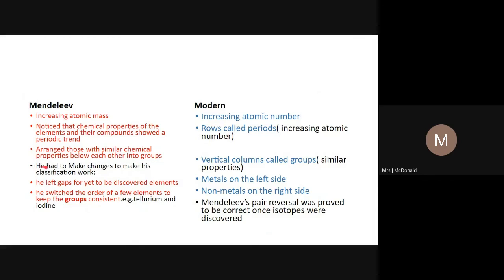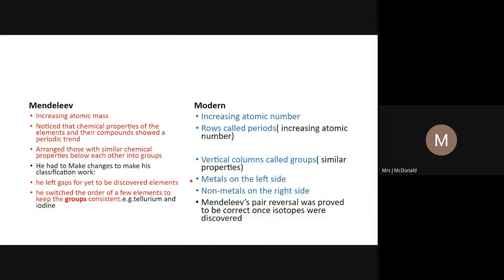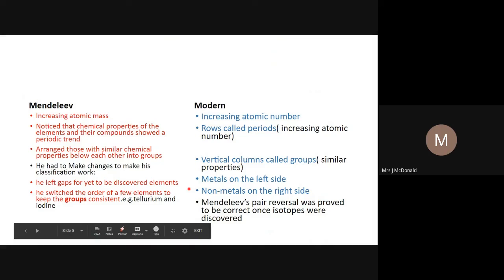Mendeleev had to make changes to make his classification work. He left gaps for yet to be discovered elements, and he switched the order of a few elements to keep the groups with the properties consistent. So the very famous example is the tellurium and iodine swap. Okay. And in the modern periodic table, we've benefited from these swaps. So Mendeleev's pair reversal was proved to be correct once isotopes were discovered.